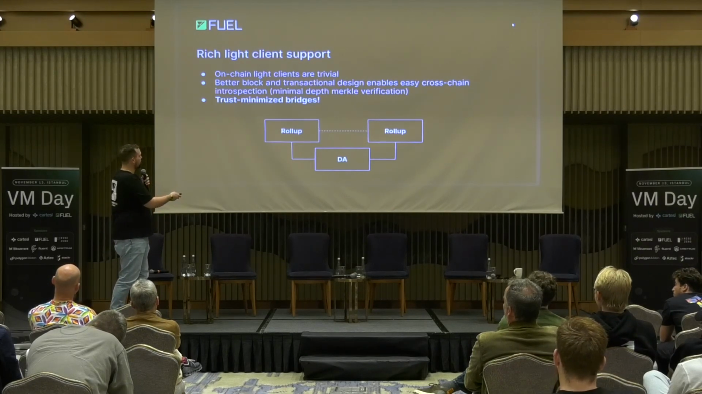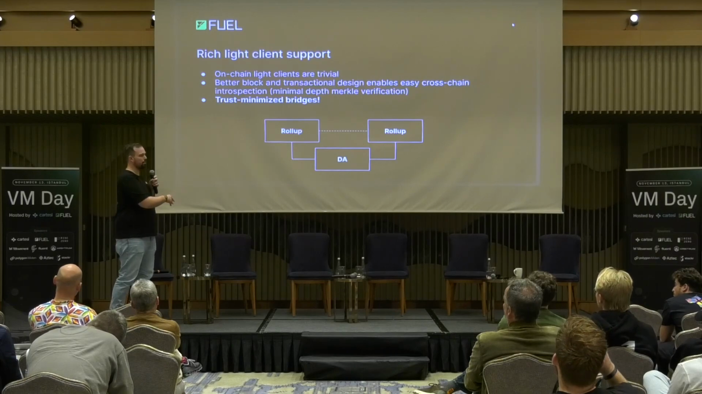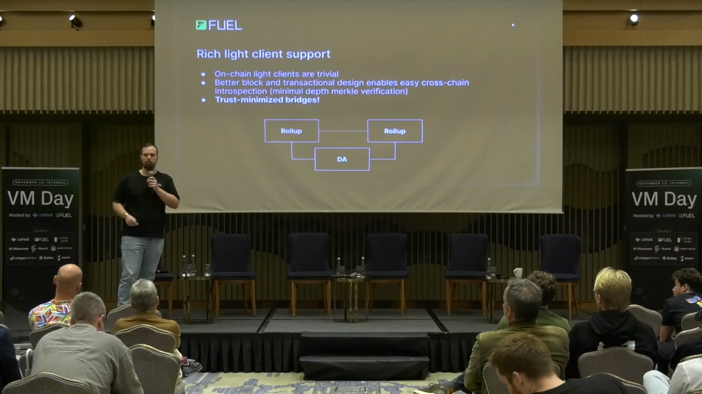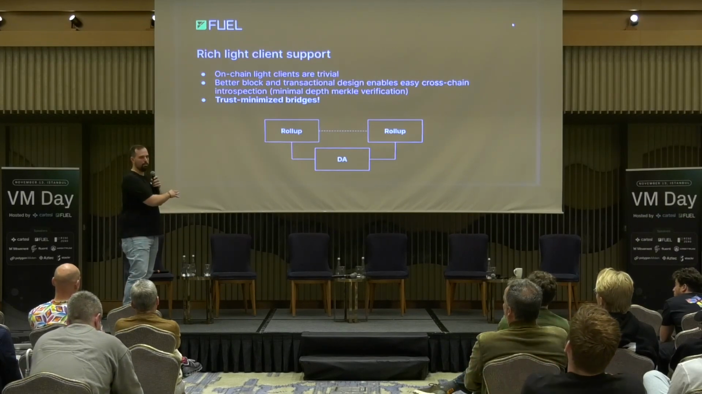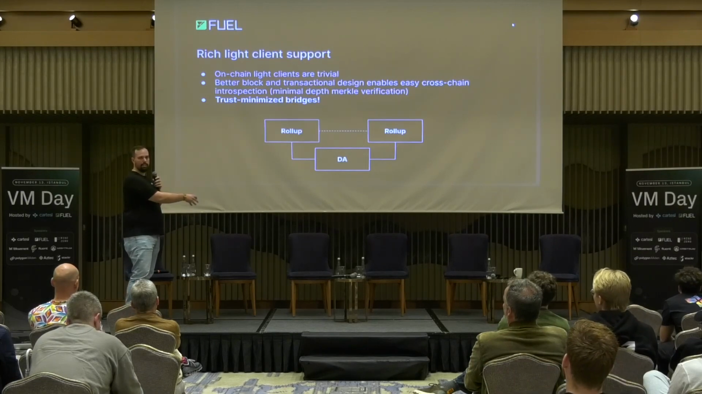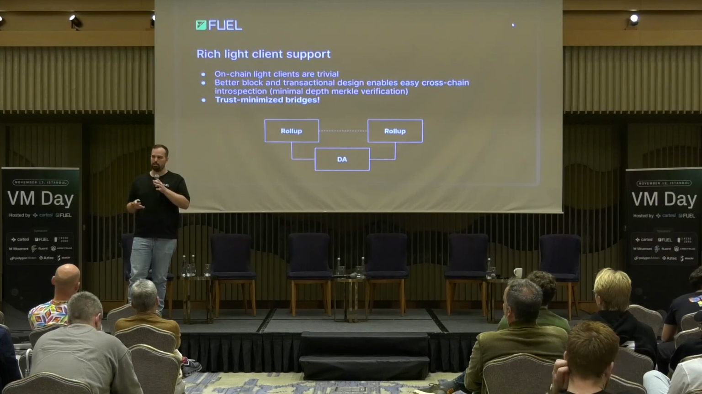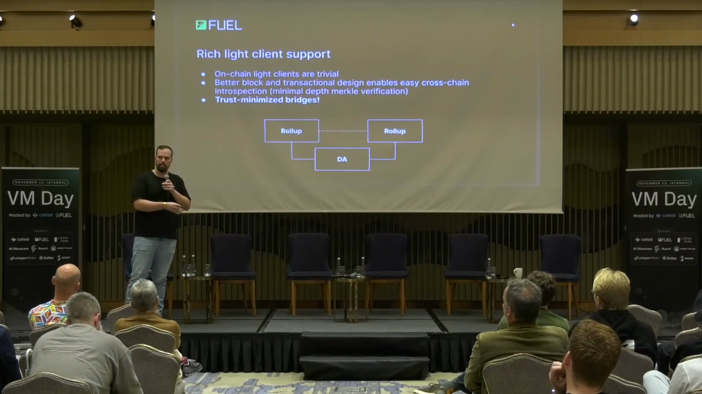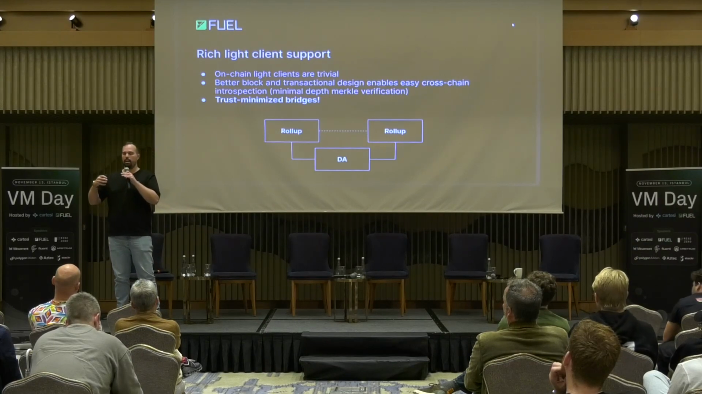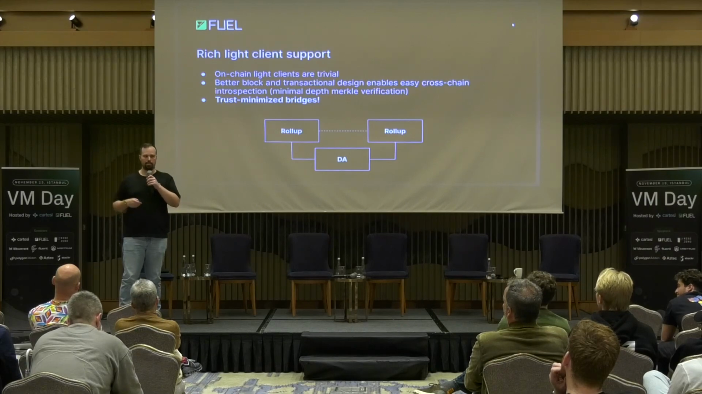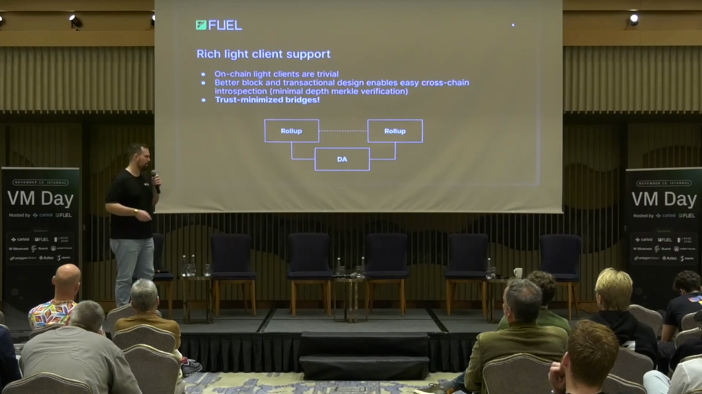So rich light clients allow for really great cross-chain introspection. Effectively, one rollup can take a look at what's happening in another rollup. This is very, very important if you want to have really nice properties of bridging between rollups. A lot of the Fuel VM design is designed to minimize state, and it's also designed to have really nice properties of introspection. So light data introspection is very important to us in terms of how this will work.